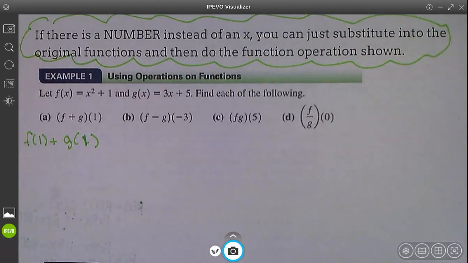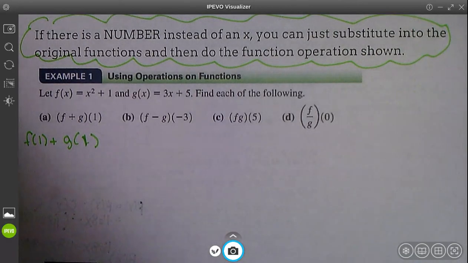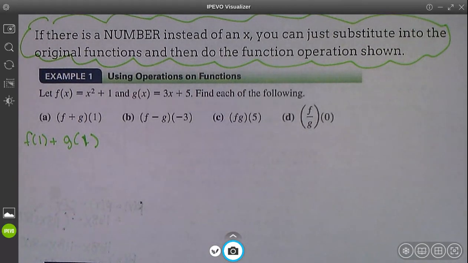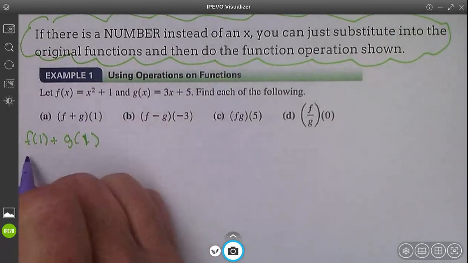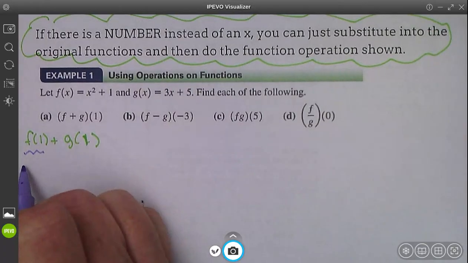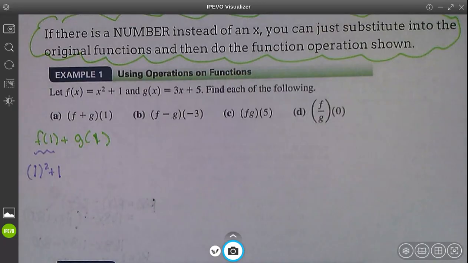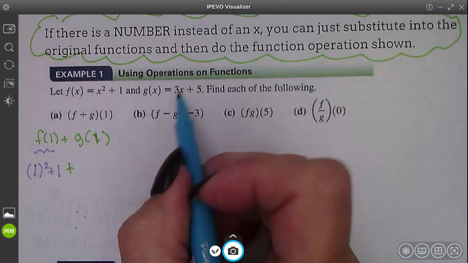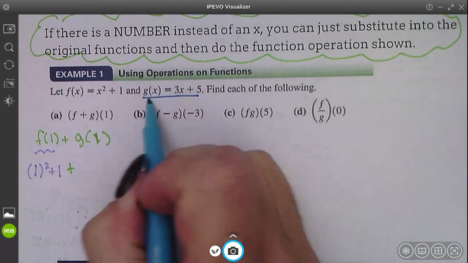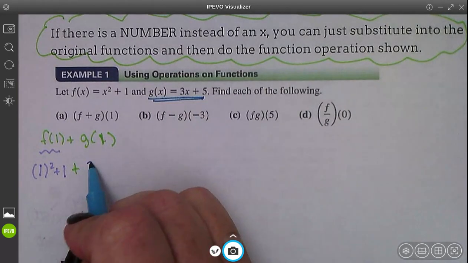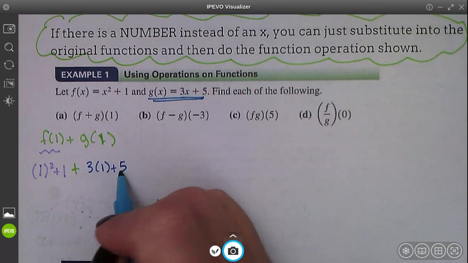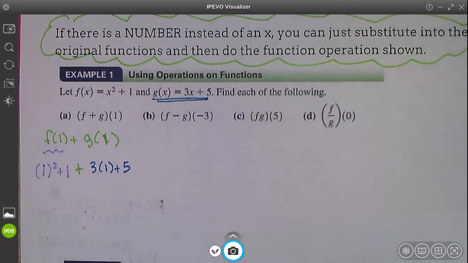f of 1 means to find the function whose name is f and replace all of the x's with 1's and then work through that answer. So f of 1 is going to be 1 squared plus 1. And then I'm going to add to that g of 1. g of 1 means to find g of x and replace the x with a 1. So 3 times 1 plus 5. And then we work through both of those.